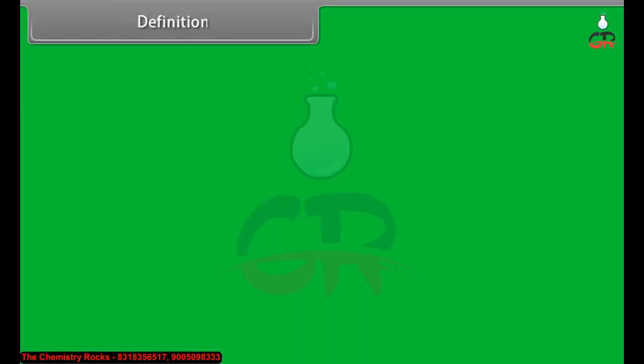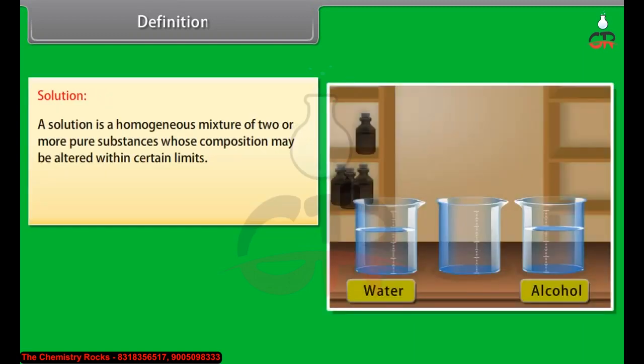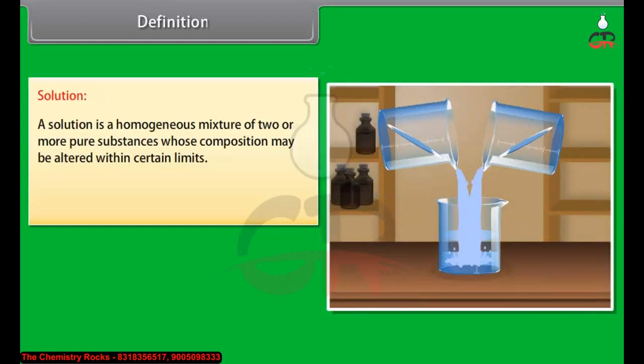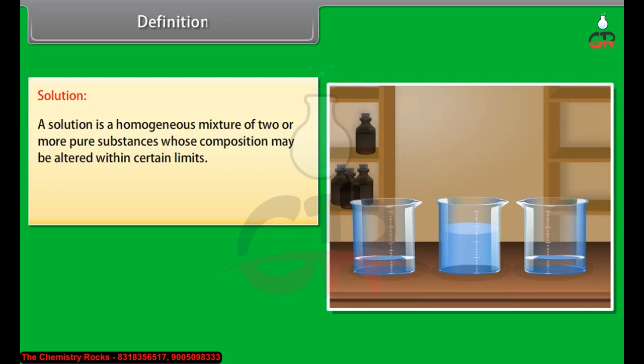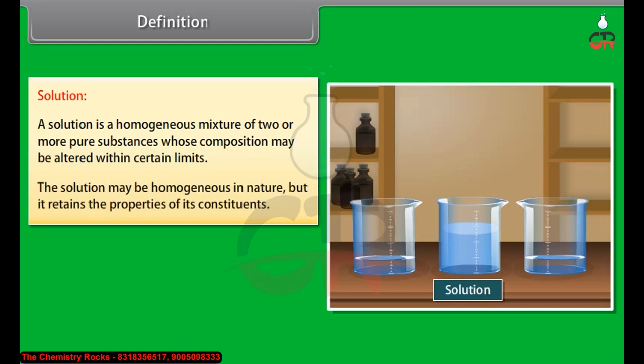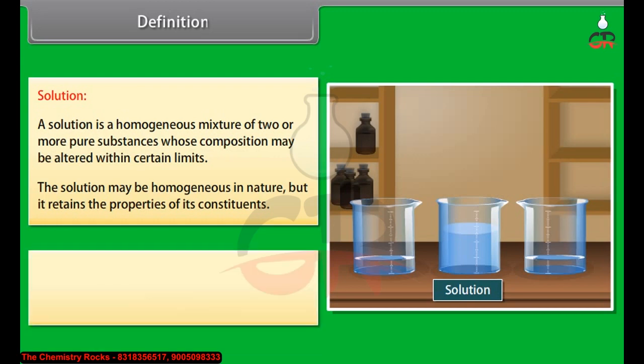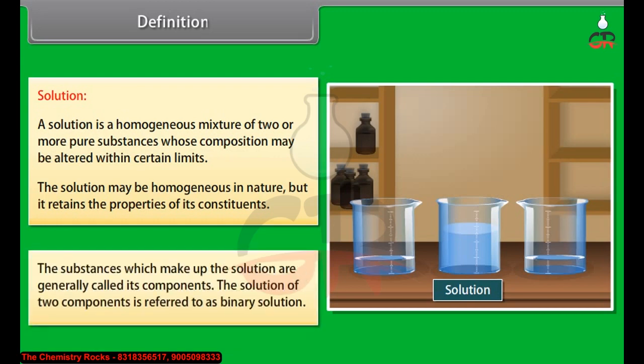Definition. A solution is a homogeneous mixture of two or more pure substances, whose composition may be altered within certain limits. The solution may be homogeneous in nature, but it retains the properties of its constituents. The substances which make up the solution are generally called its components.